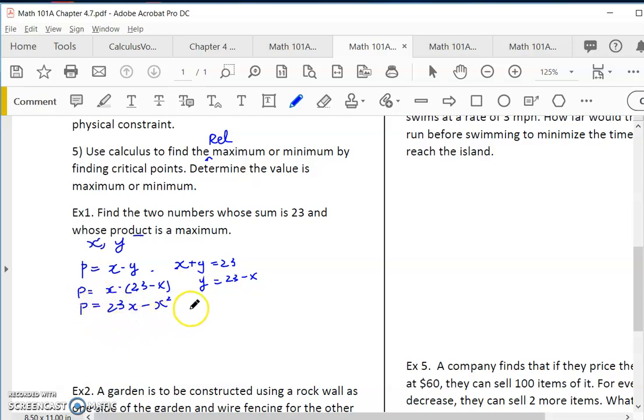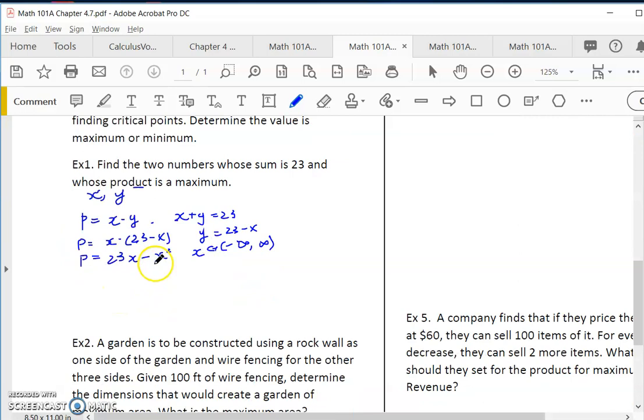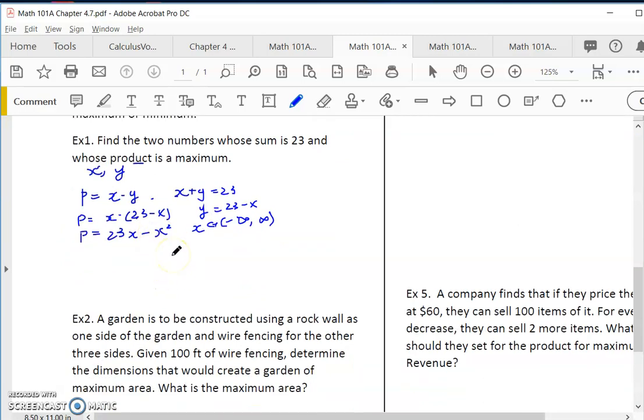So let's think about what is possible for this x and y. Did they say that they are positive? No. Did they say that they're integers? No. It just can be any number. So you would say x belongs to negative infinity to infinity. So the domain of this function for x is any number. In your worksheets, sometimes they would say find two numbers that are positive, then it will be from 0 to infinity. Now this is an open interval, so we cannot use the absolute extrema theorem. So we would look at relative maximum and minimum.